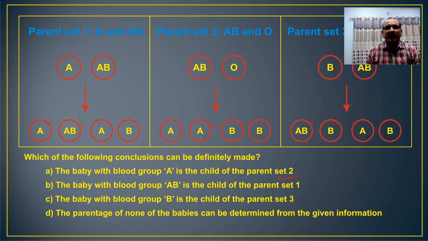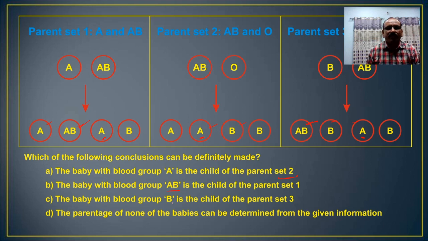In set 2, no doubt there is a baby having the blood group A in the parent set 2, but the A blood group baby is formed by the parent set A also and the third set also. The baby with the blood group AB is a child of parent set 1. Here the AB is formed by the set 1, and even the AB is formed by the set 3 also. Hence this is also not the correct one.